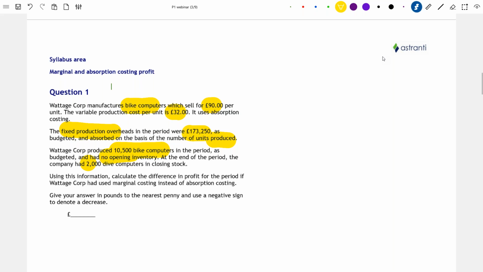What the question is actually asking us to do is to calculate the difference in the profit for the period if WattageCore had used marginal costing rather than absorption costing. So all we're being asked to do is to reconcile the profits between these two costing systems. Before I jump right into the calculations, let's take a moment to consider why these two costing systems actually come up with different profits in the first place.